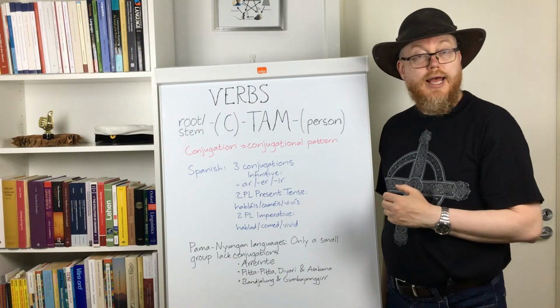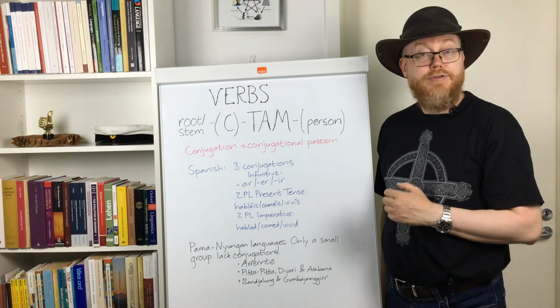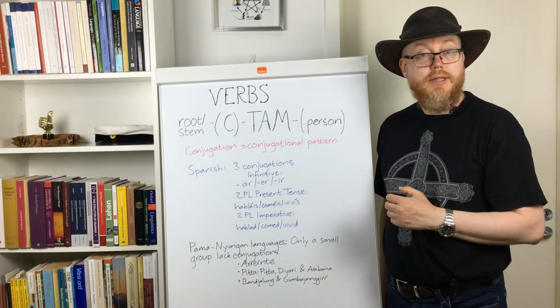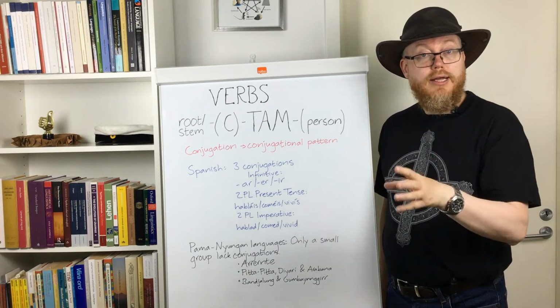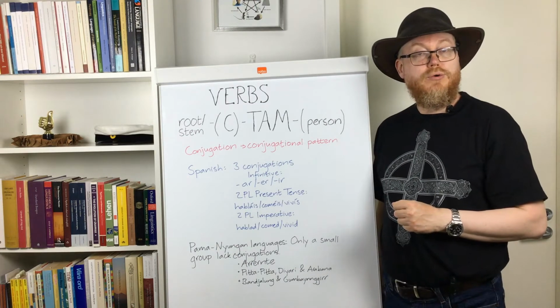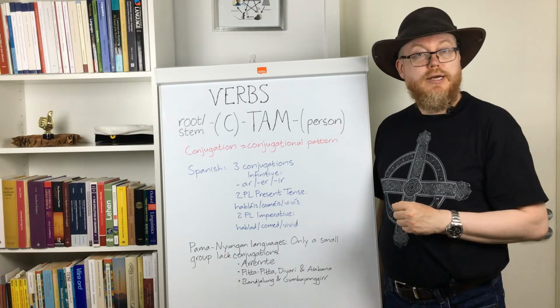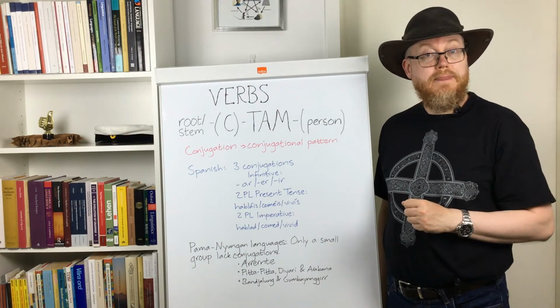And my native language, Swedish, is also considered to have 4 verbal conjugations, like Latin. So Swedish verbs are grouped into 4 different conjugations.